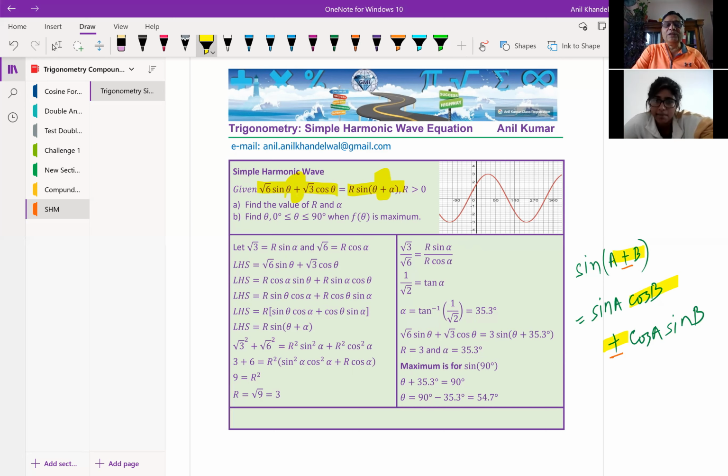Yeah, very clear. So square root 6 is written as r cos alpha. You get the idea. So does that mean root 3 would be r sine alpha? Yes, yes, yes. Got it.